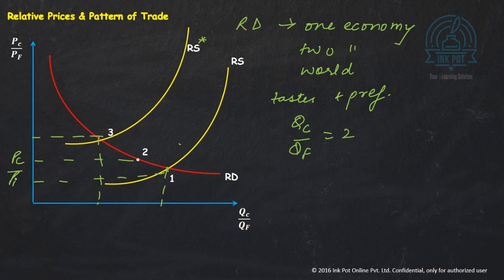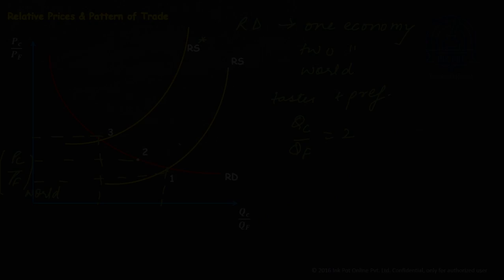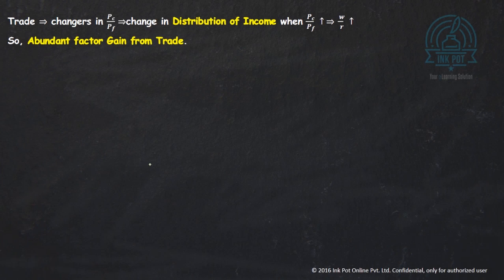So PC by PF world is this. This is my PC by PF world. How did I get this? By some combination of home and foreign country. Right. So now if I have the PC by PF of the foreign country and I have the PPF of the home country, now you know why we did that. So if I have the PC by PF of the world economy and the PPF of the home country, then I can combine both.